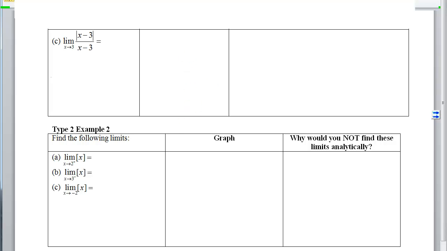With these next two variations on the theme for type 2, we have two piecewise functions that are not given to us explicitly. They are given to us hidden. So you need to know that absolute values are just piecewise functions in disguise, as are the greatest integer functions. So let's deal with this absolute value function first.